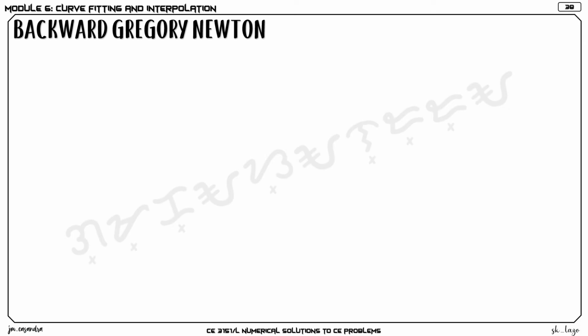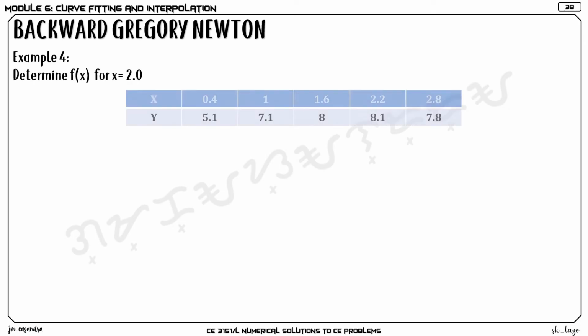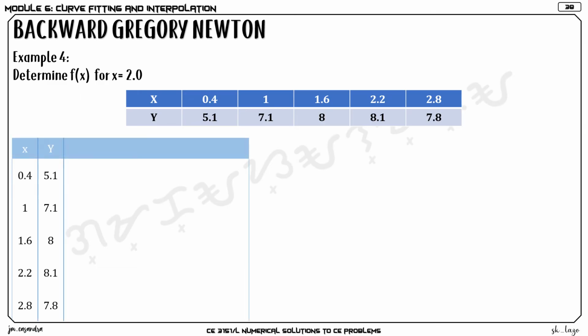So another example for backward Gregory Newton is for the given data set, we compute for the function of x for x equal to 2.0. So again, we complete our finite difference table with nabla y sub n. So we have 7.1 minus 5.1 is equal to 2. 8 minus 7.1 is 0.9. 8.1 minus 8 is 0.1. 7.8 minus 8.1 gives us negative 0.3.